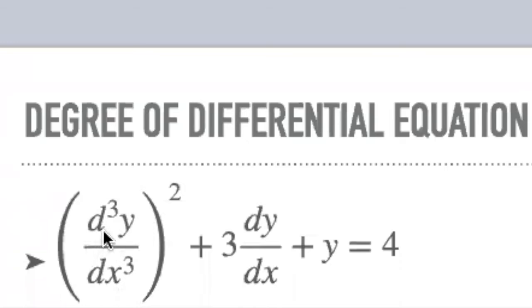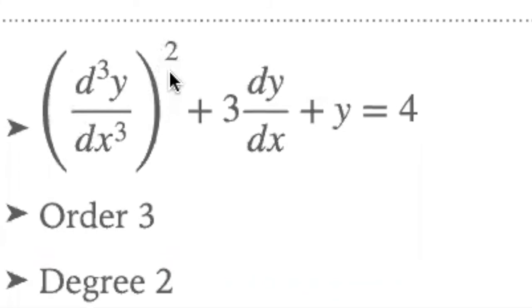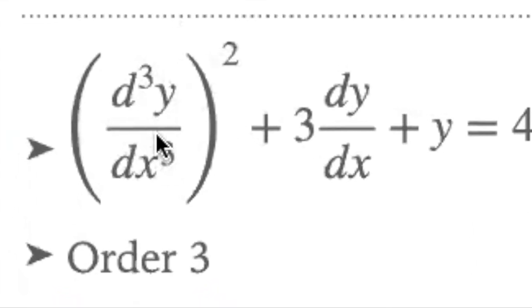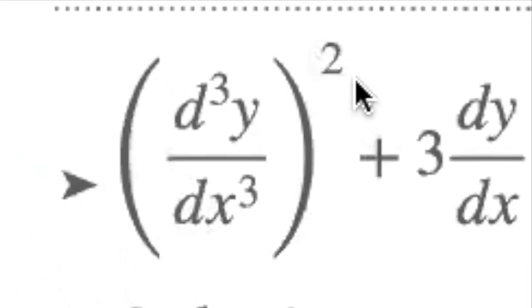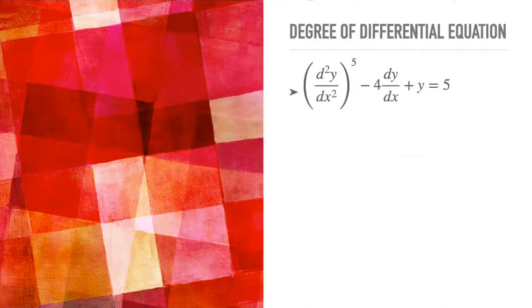Here we have d cubed y over dx cubed raised to the power 2. On the highest derivative that we have here, the order is 3, and this is the highest order. The power that is on this derivative is 2, and this 2 represents the degree. So if you look at this one, what will be the order? What will be the degree? You should be telling me by now that the order is 2 and the degree is 5.